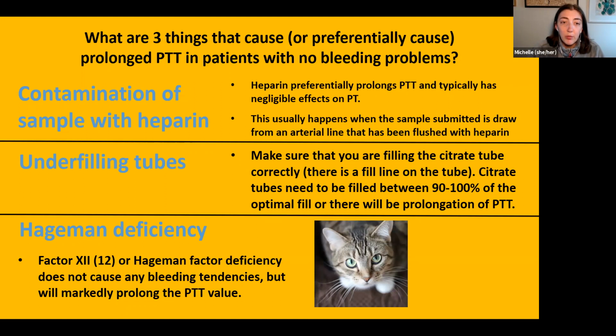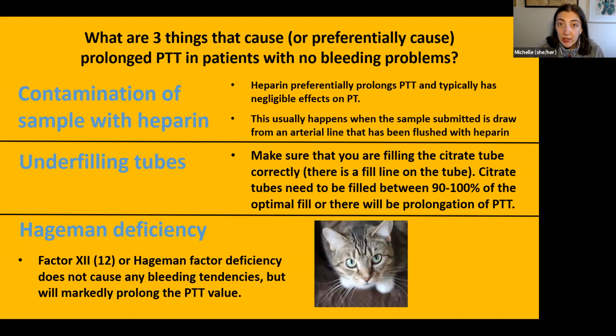So when we have a prolonged PTT and a normal PT, there are some pathologic things that can cause this, like early DIC, but there are a few non-pathologic things that can cause this that you need to be aware of, and that we've seen happen in the hospital before. So, contamination of the sample with heparin.